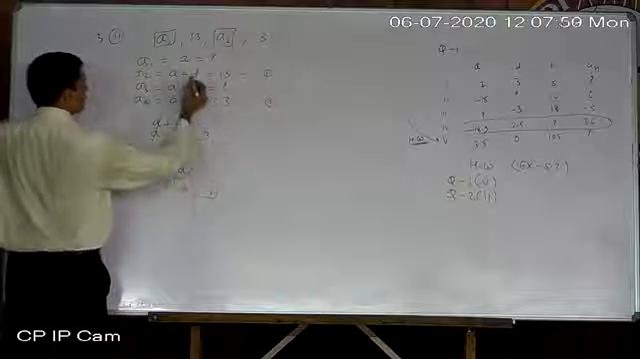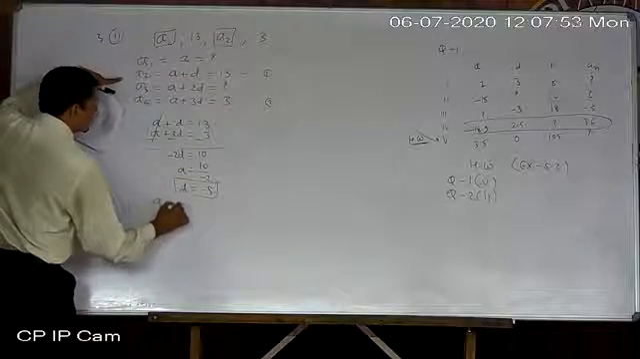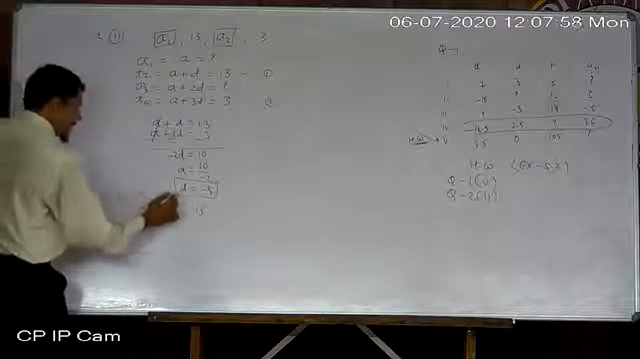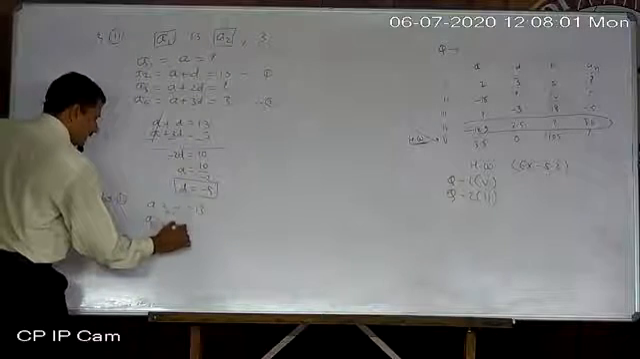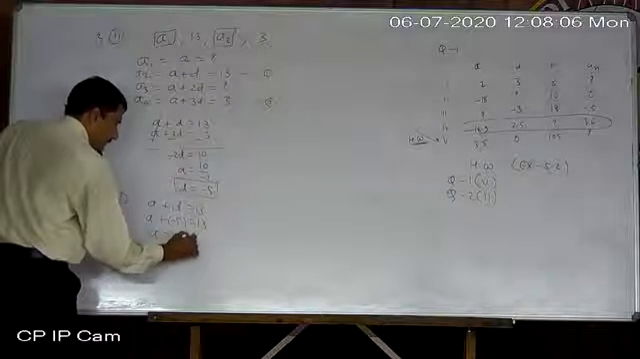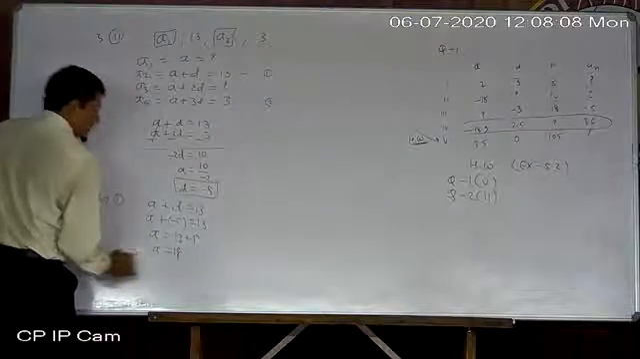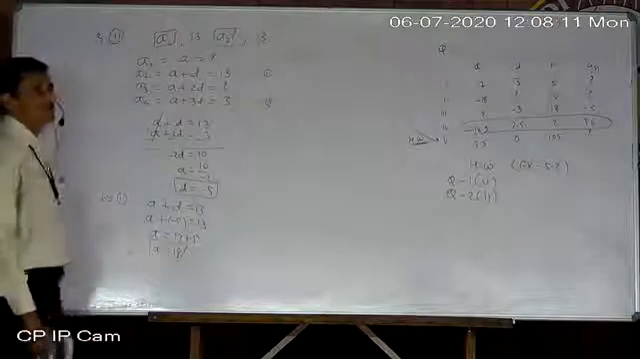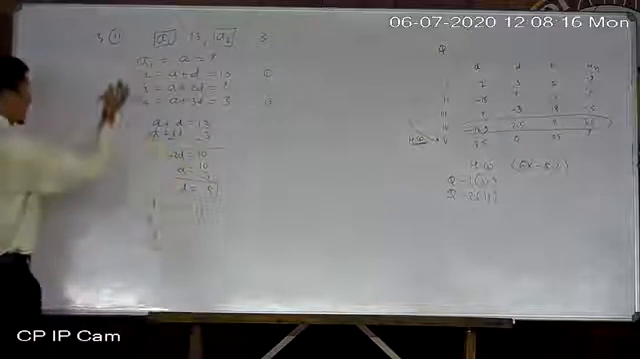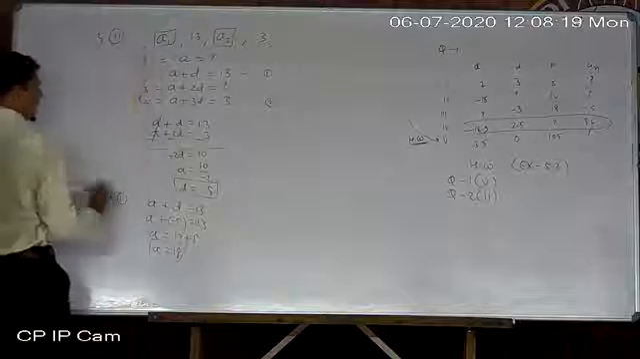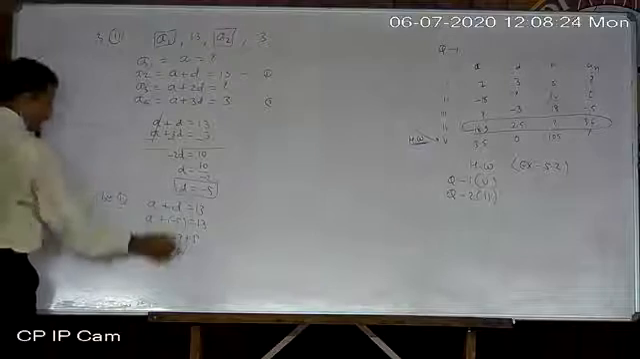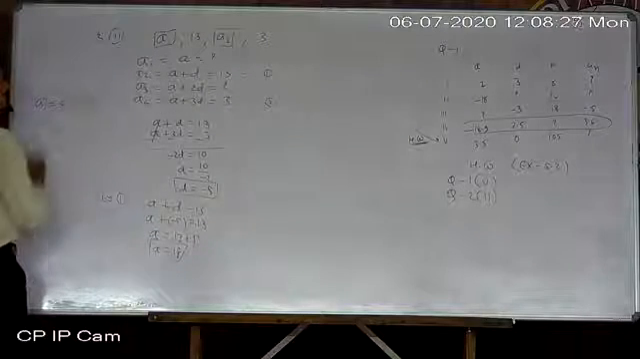After getting one, just use any one. Now A plus D equal to 13. So A plus minus 5 equal to 13. So A equal to 13 plus 5. So A equal to 18. So we got A and D. After getting A and D, you can find everything. Now look there, first term. So first term A1 equal to A equal to 18. So that is our first answer.